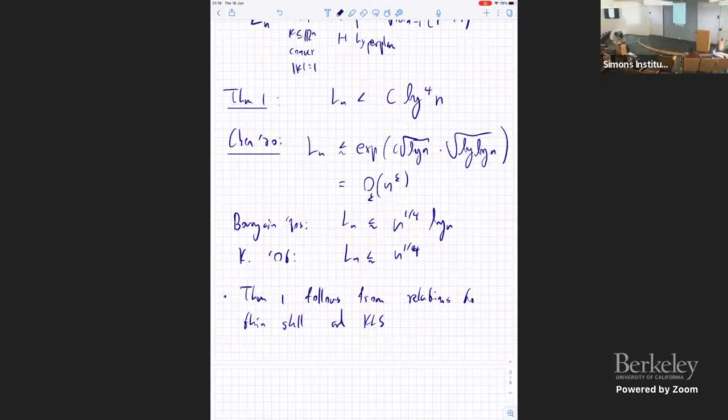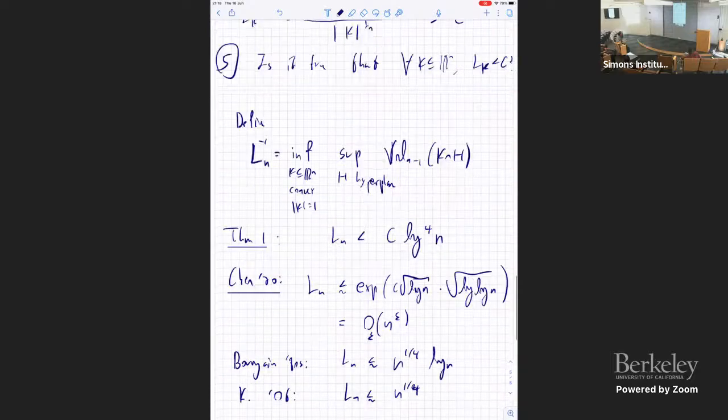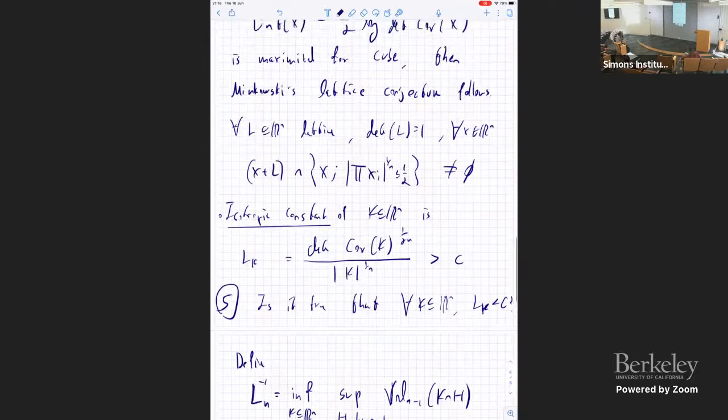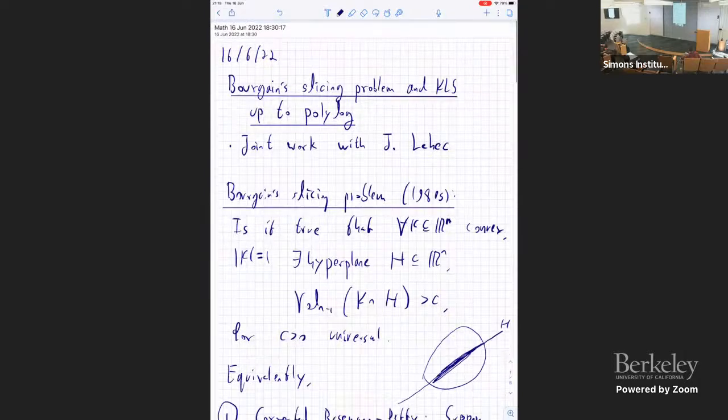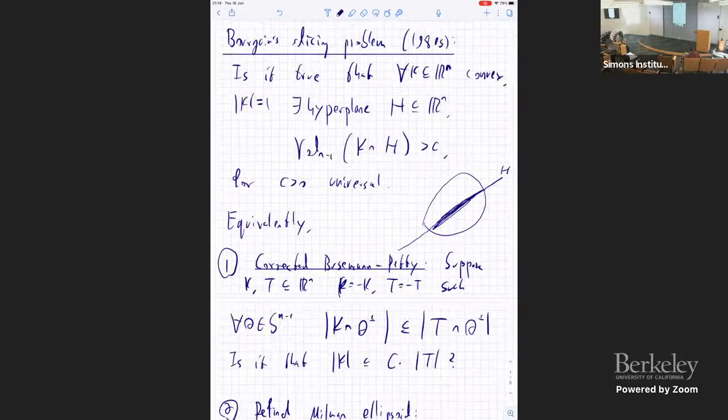Quick question. Does the probabilistic method give you anything? Is there a simple bound that you can get by picking the hyperplane at random?